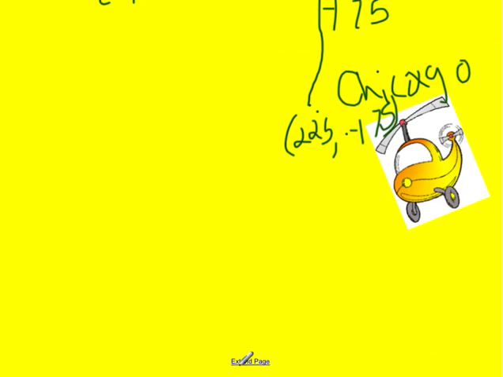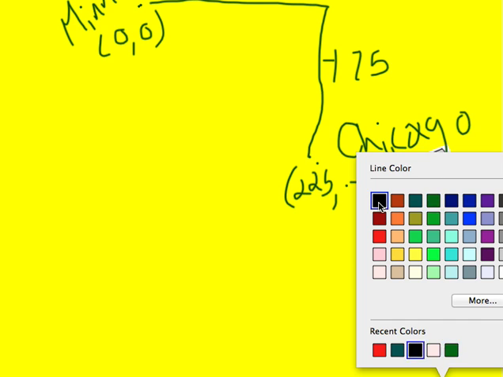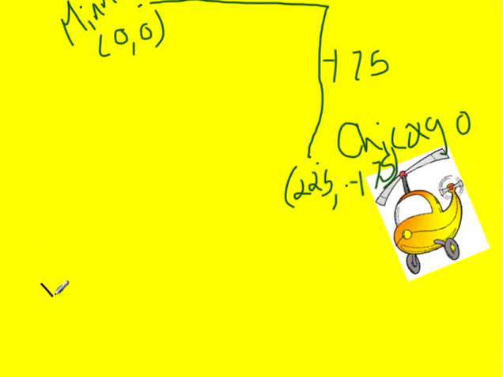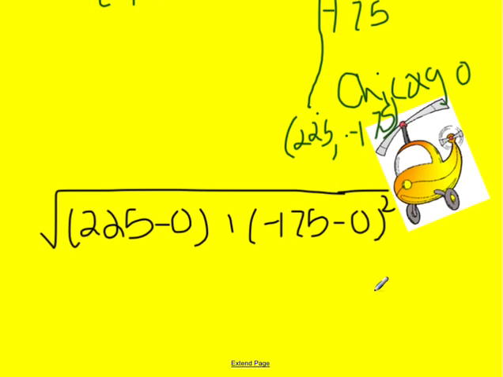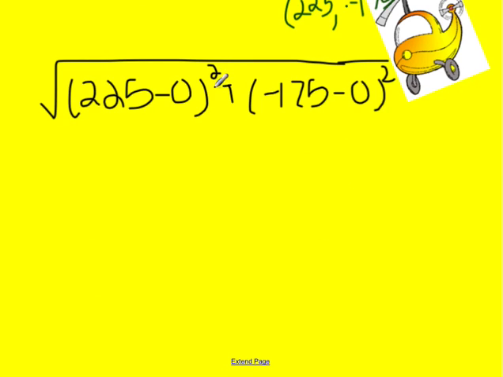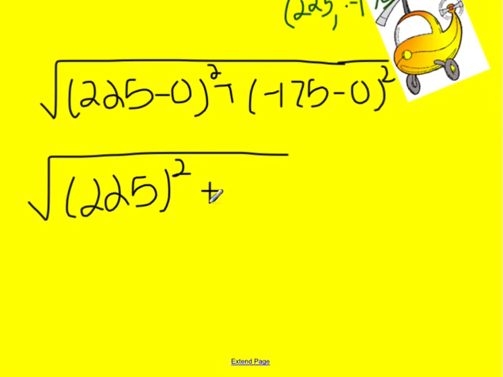So we're going to calculate the distance between those two points. Let's use our distance formula. We're going to have x2 minus x1 and then y2 minus y1, and this should be squared and a plus. So we're going to get 225 squared plus negative 175 squared. So what's that going to give us?